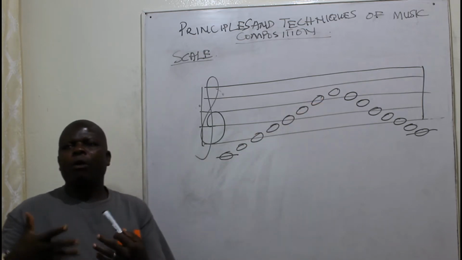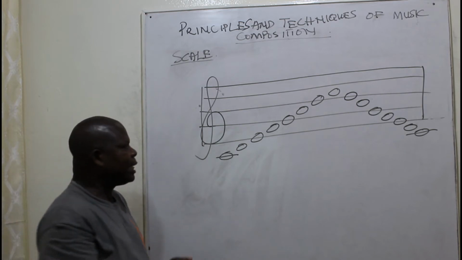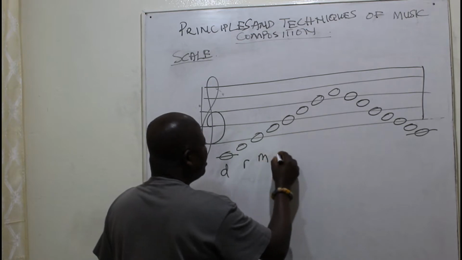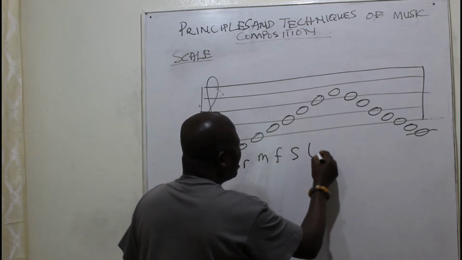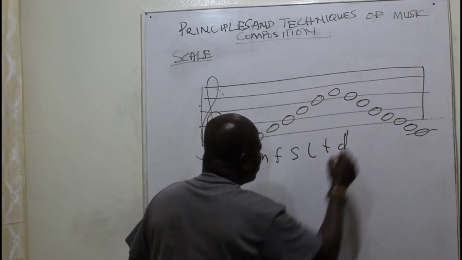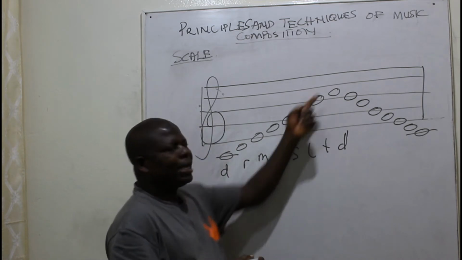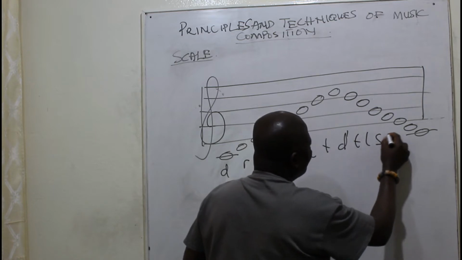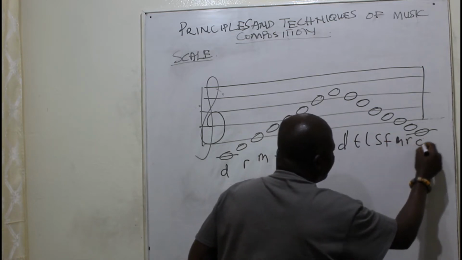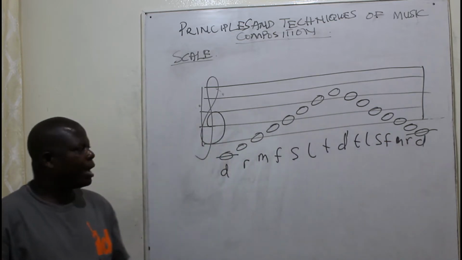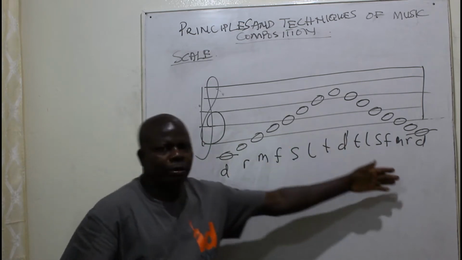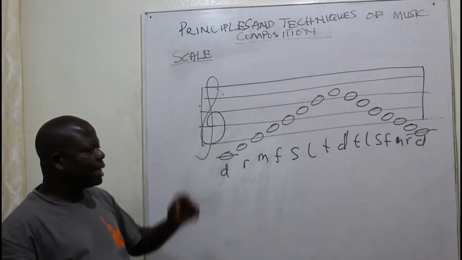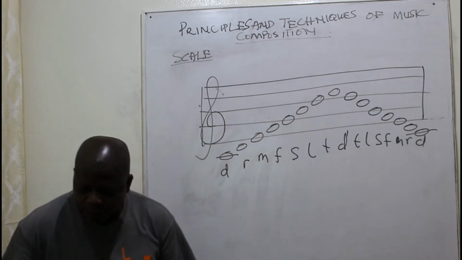If you want to sing it, you write do, re, mi, fa, sol, la, ti, do. Now as we are descending, it becomes ti, la, sol, fa, mi, re, do. So if you want to sing it, you sing it this way. But in terms of sound, that is how it goes. That is the scale.